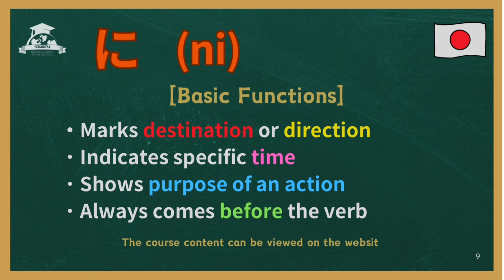What is the particle ni? The particle ni is a versatile pearl of Japanese grammar. It's a small but powerful word that indicates destination, direction, time, and purpose in the sentence. Let's move to key characteristics. As you can see, it has 4 basic functions. It marks destination or direction, it indicates specific time, it shows purpose of action, and it always comes before the verb.